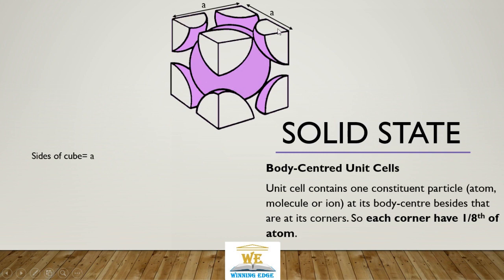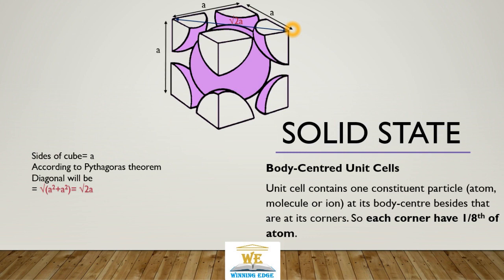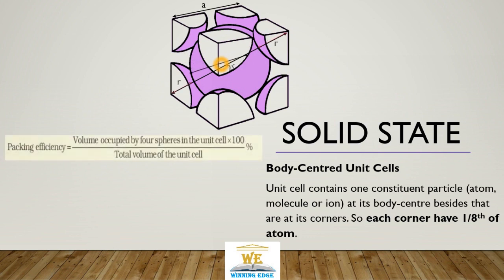So this face diagonal, we have to calculate according to Pythagoras theorem. It is nothing but under root 2 a. We have here another edge length. If we calculate the body diagonal from here to here, it will be under root of 2a square plus a square, so under root 3 a. This length, under root 3 a, is equal to 4r. We already saw it, 4r. Under root 3 a is equal to 4r. So a will be equal to 4r by under root 3.